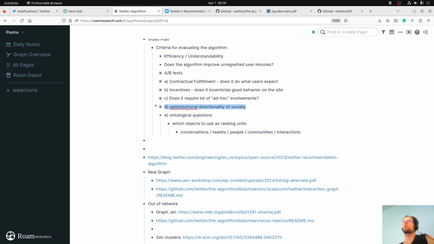And the other part of the optimizational directionality is the question of is society as a whole getting more cohesive as a result of this algorithm? Are people liking each other more after interacting with Twitter? Or do you go on Twitter, you get angry, and then you come back to life, you're still angry, and then you hate the people who you've talked to? Who did it bring closer together, who did it bring farther apart?